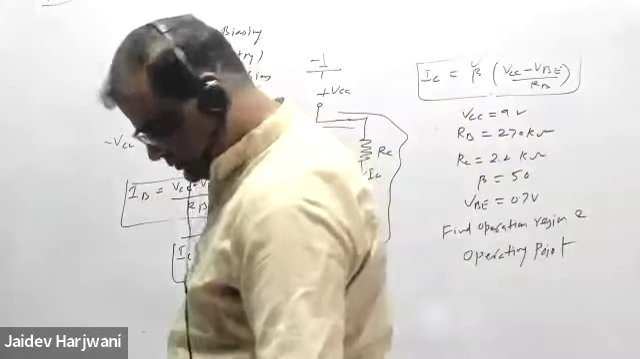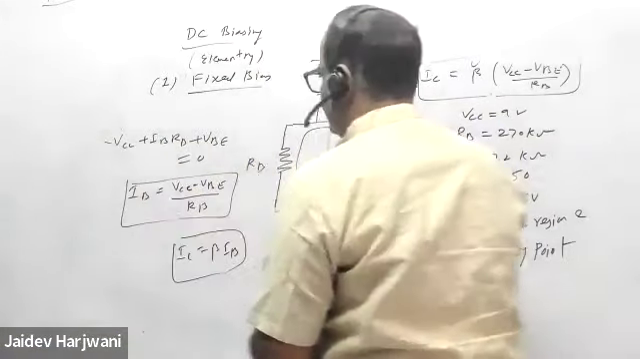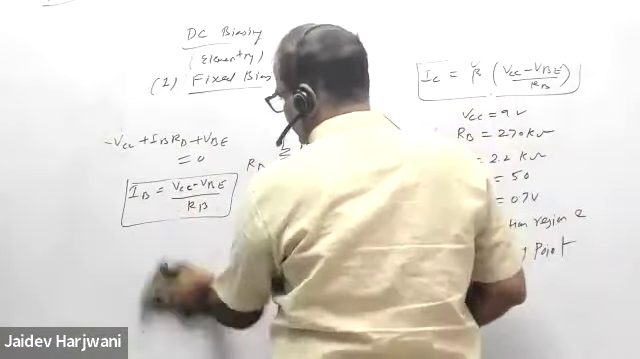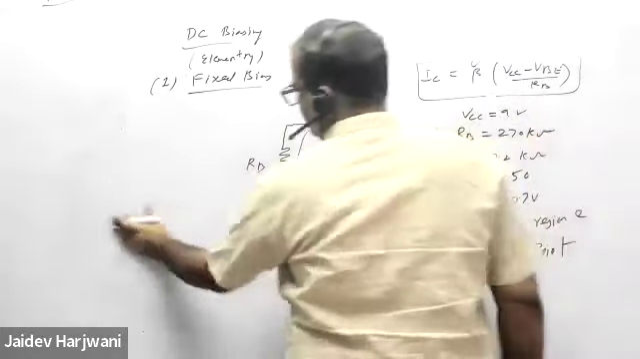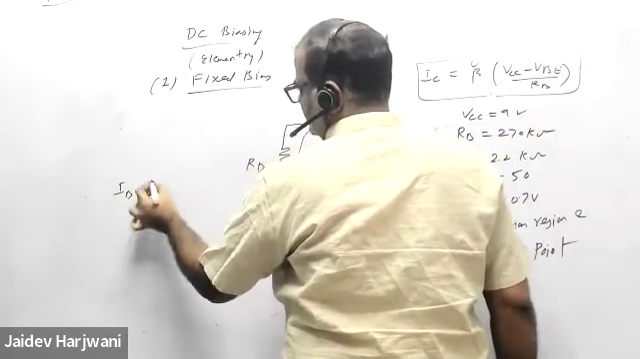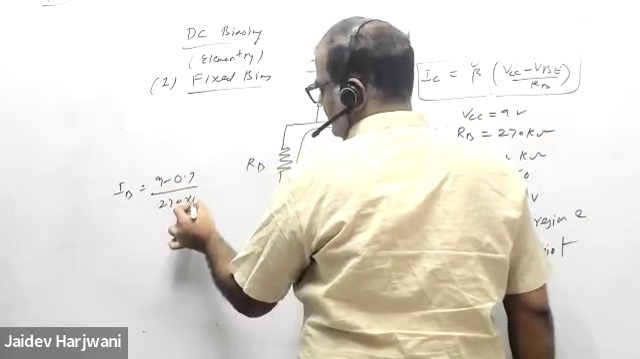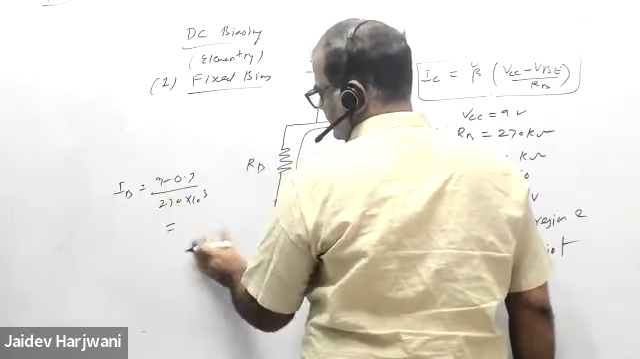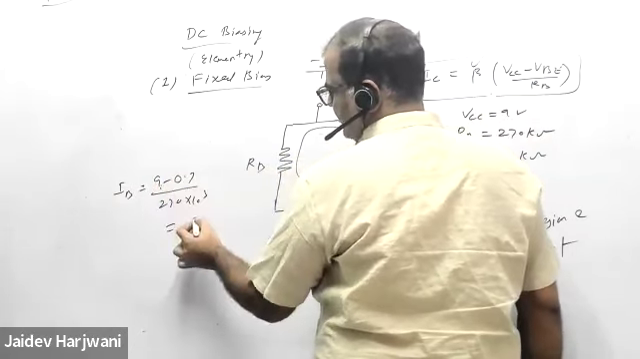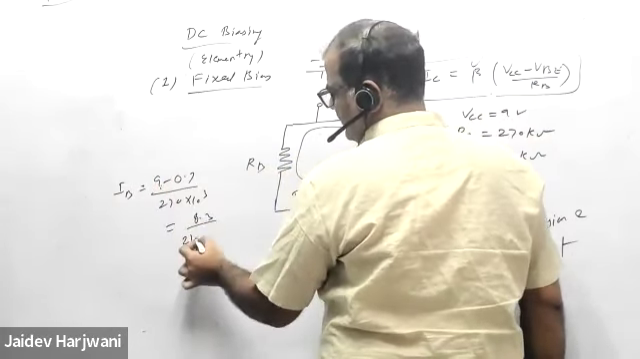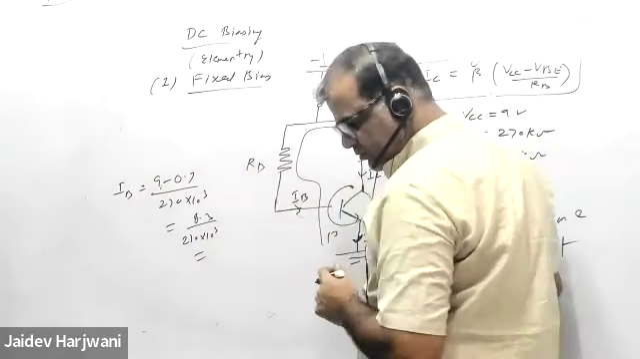So 0.031 milliampere IB is. IB will be (VCC 9 minus 0.7) upon 270 kilo ohm. So this becomes 8.3 upon 270 into 10 to the power 3. How much? 30 microampere almost.